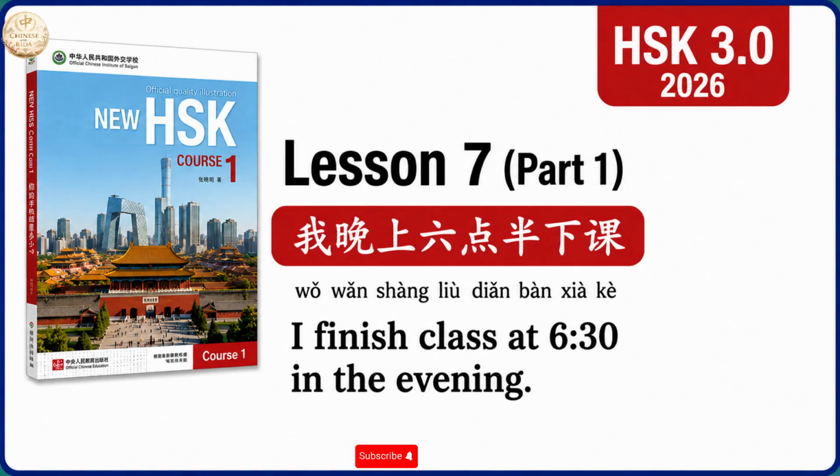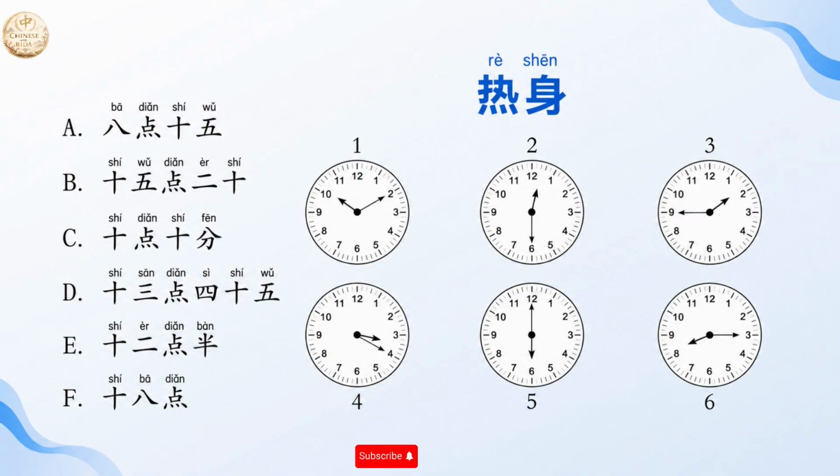In today's lesson, we are going to learn lesson 7 of the new HSK 3.0 standard course. The title of the lesson is 我晚上6点半下课. I will finish work at 6:30 in the evening. One of the most important things we are going to learn in lesson 7 is how to express an exact time and the hour. Let's do a quick exercise to get started.